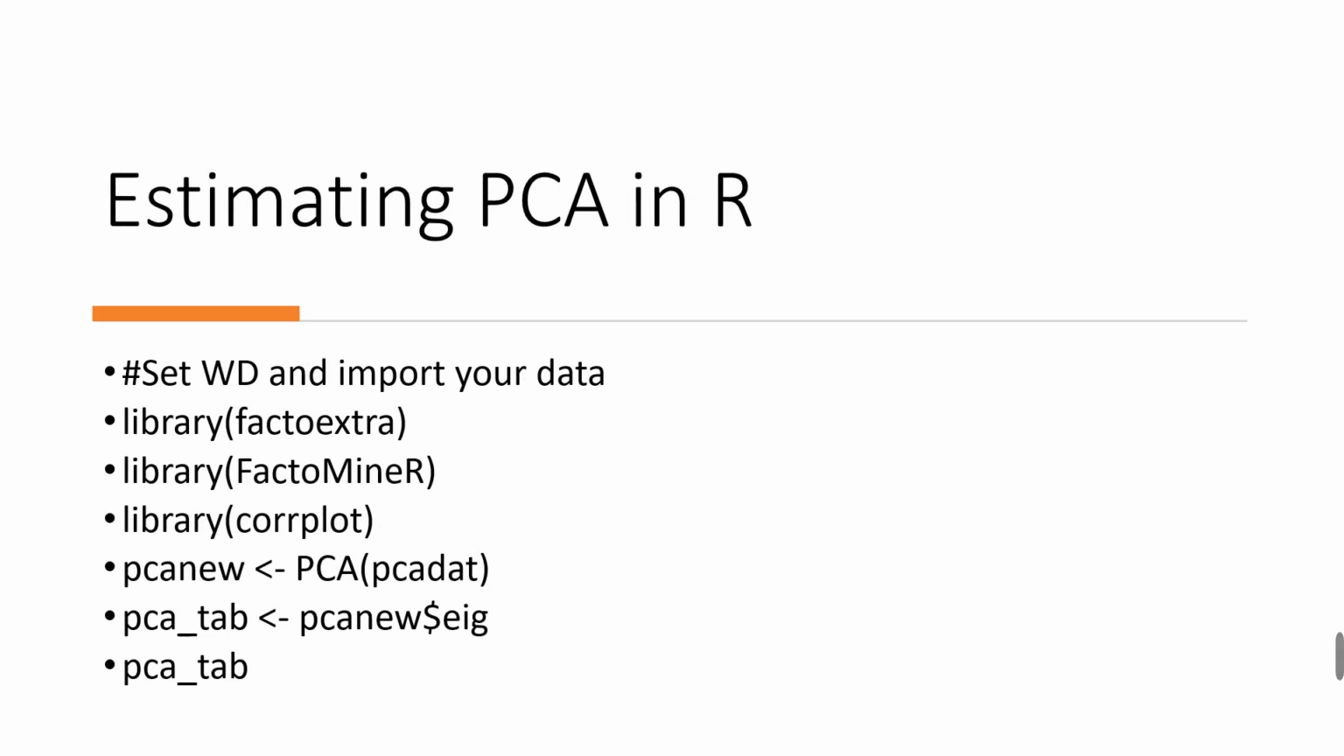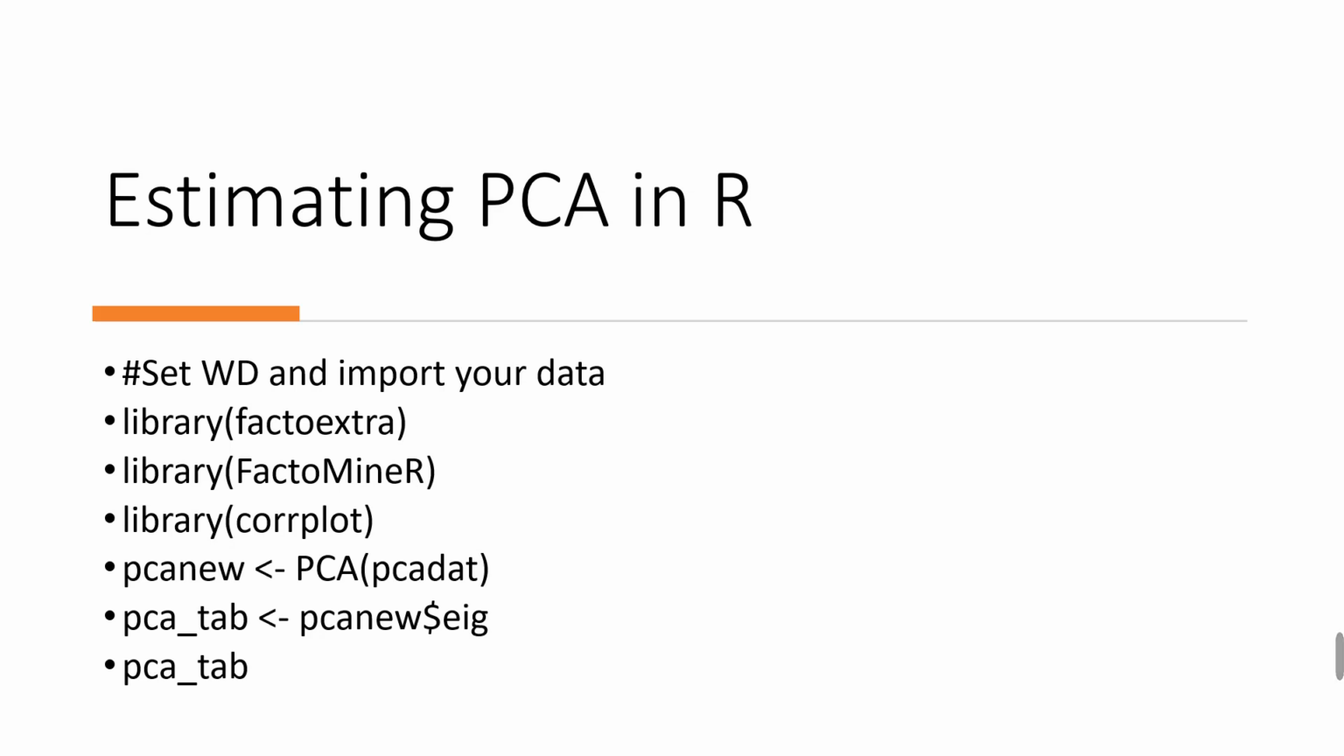For us to carry out our principal component analysis using R software, here is the procedure that we need to follow. The starting point is to set our working directory and import our data. Then we make use of 3 different R packages. We have factoextra, FactoMineR, then plot.